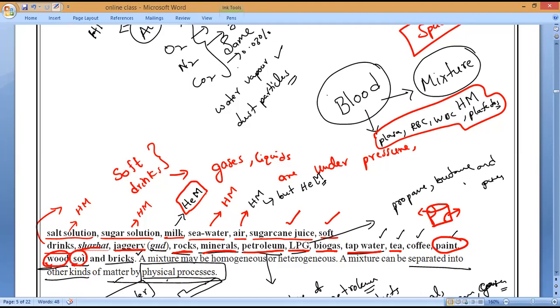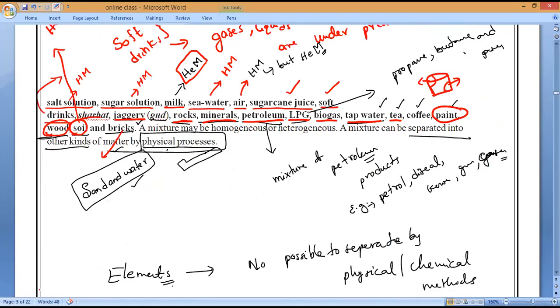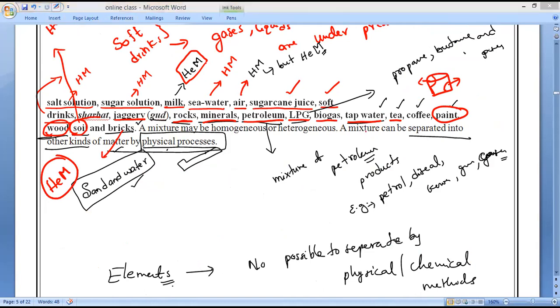Is soil heterogeneous or homogeneous? Heterogeneous. Soil is a heterogeneous mixture. Are bricks homogeneous or heterogeneous? Bricks are heterogeneous. Somewhere small rocks are more, somewhere soil is more, somewhere clay is more. So we cannot predict it. That is why it is heterogeneous. Are you clear, everyone?